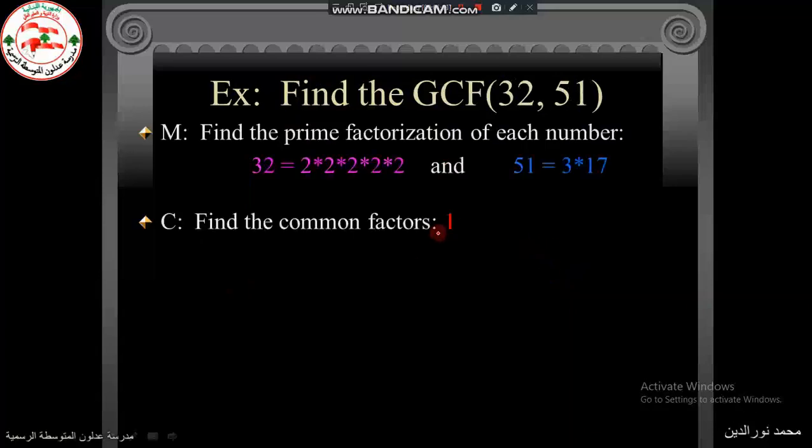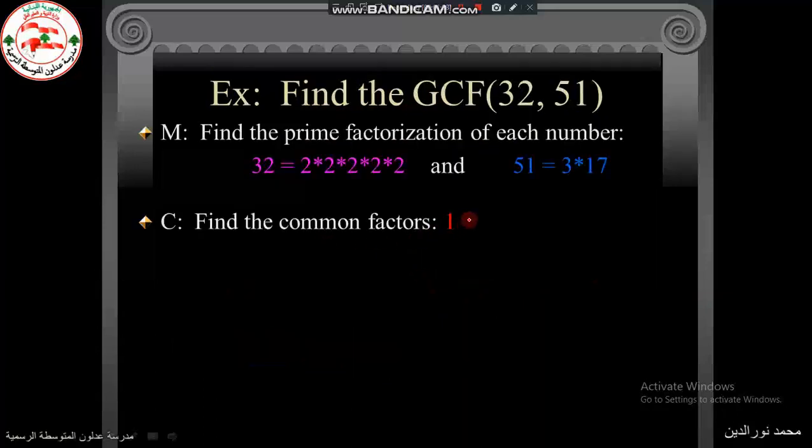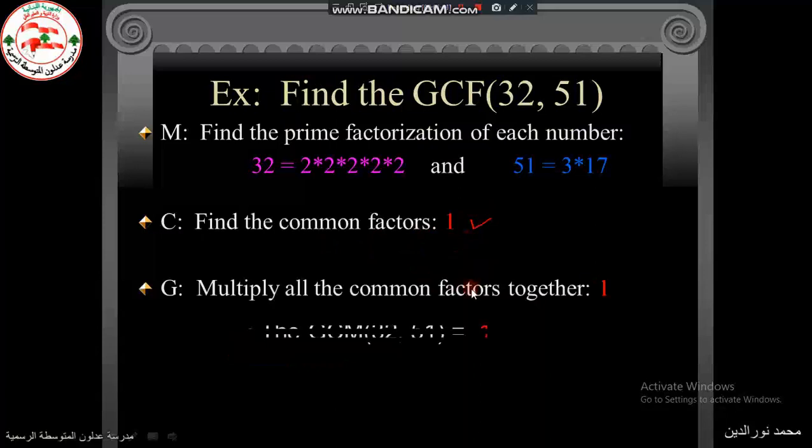So we write them this way. We notice that I have no common factor. The factors here are 2, and the factors here are 3 and 17. What are the common factors or common divisors? There is not a single common divisor. So the GCD is 1. In this case we say that the GCD of 32 and 51 is 1.